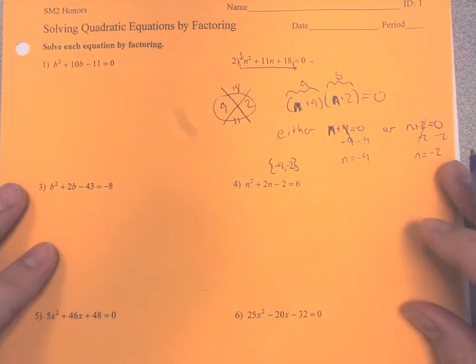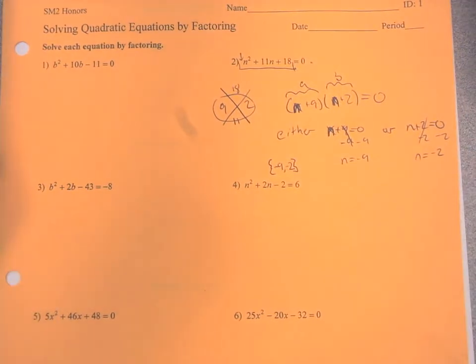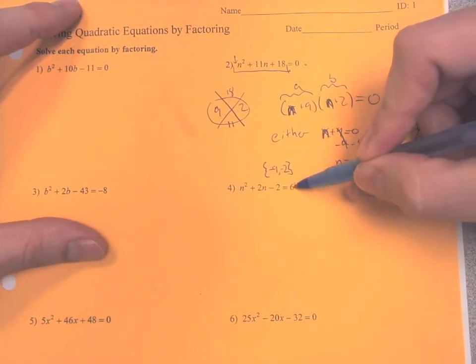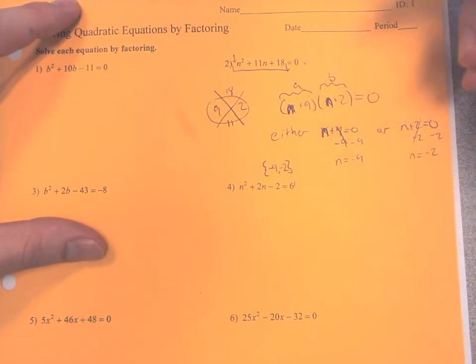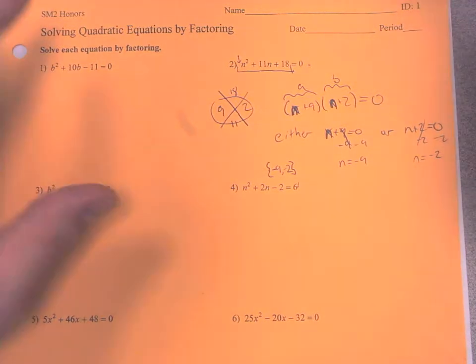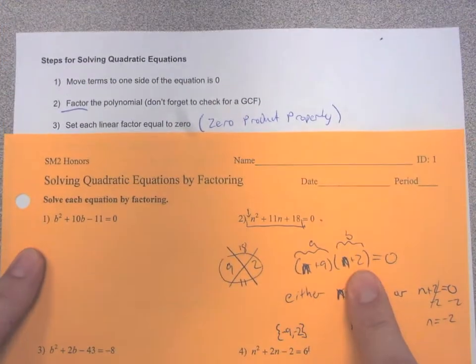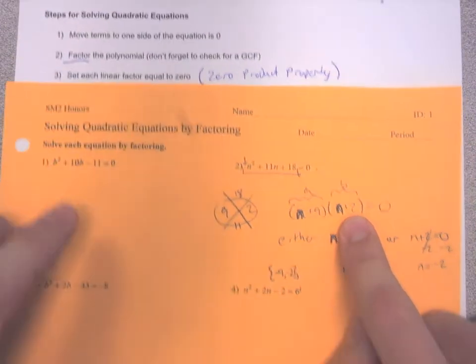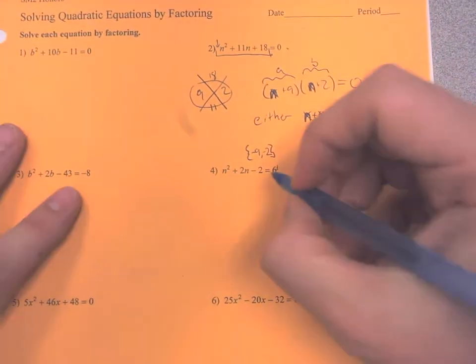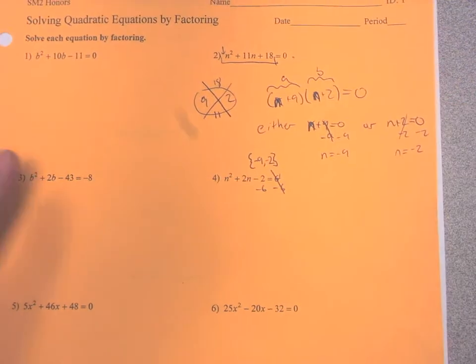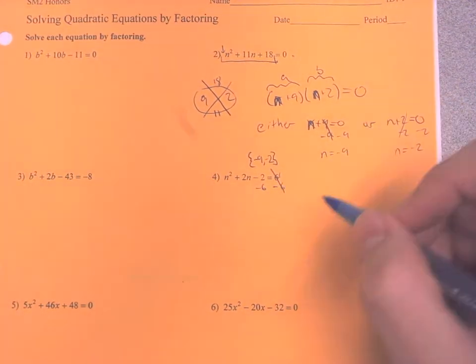Let's look at number 2. Okay. Number 2 is a little bit different because we don't have a 0 on the right. We have a 6. Like over here we have a 0. And remember, because we're applying the zero product property, we need the right-hand side to be 0. So going back up here, step 1 is to move the terms if necessary in order to get a 0 on the right. So in this case, I'm going to subtract 6 from both sides.